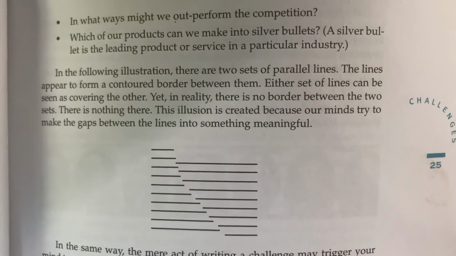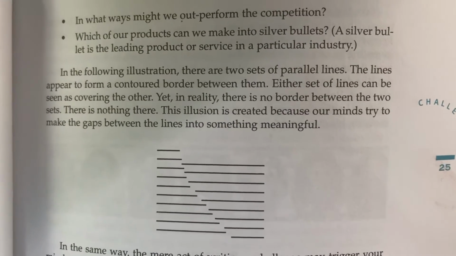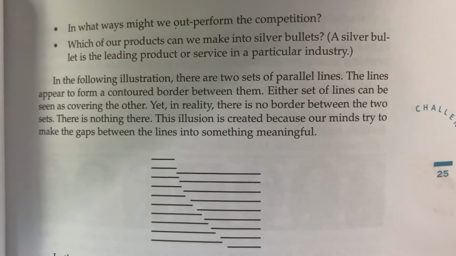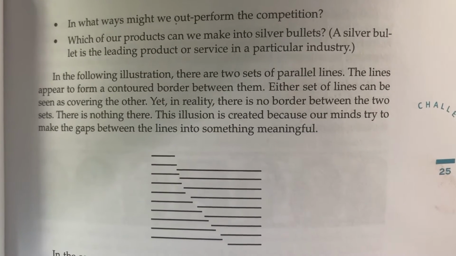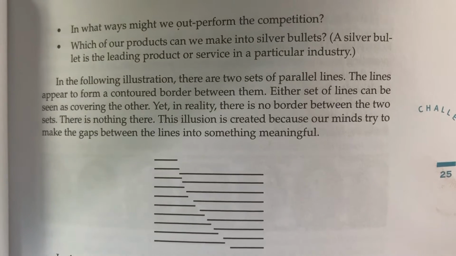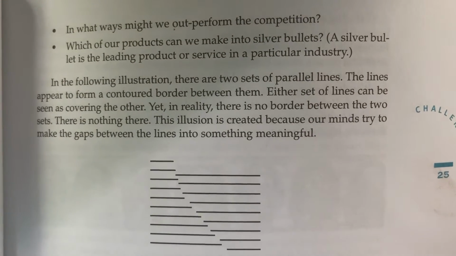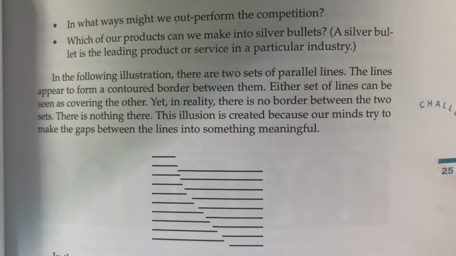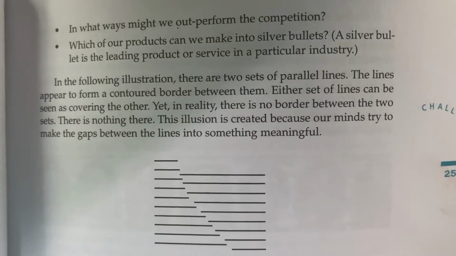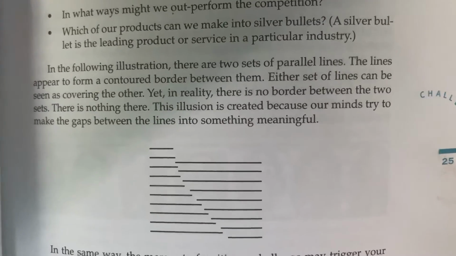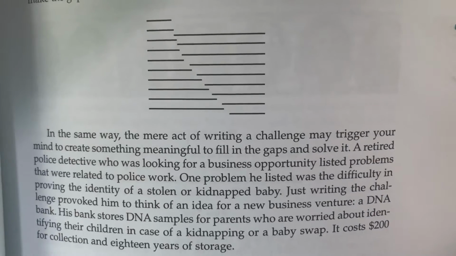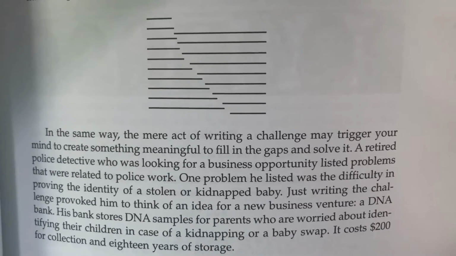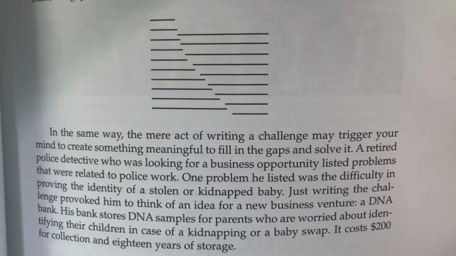The following illustration, there are two sets of parallel lines. The lines appear to form a contoured border between them. Either set of lines can be seen as covering the other, yet in reality there is no border between the two sets. There is nothing there. This illusion is created because our minds try to make the gaps between the lines into something meaningful. In the same way, the mere act of writing a challenge may trigger your mind to create something meaningful to fill the gaps and solve it.